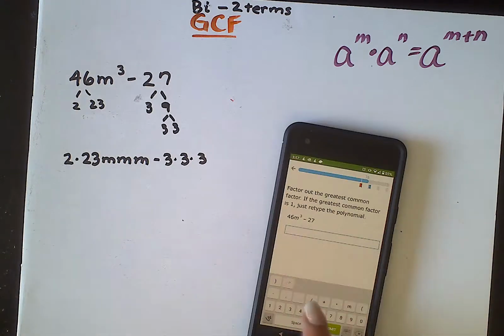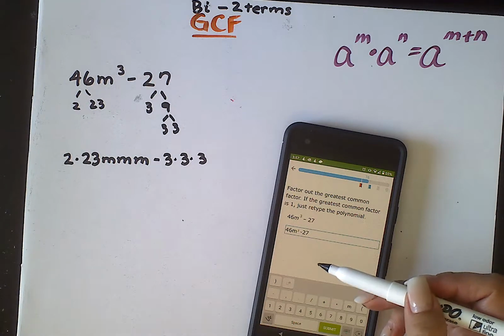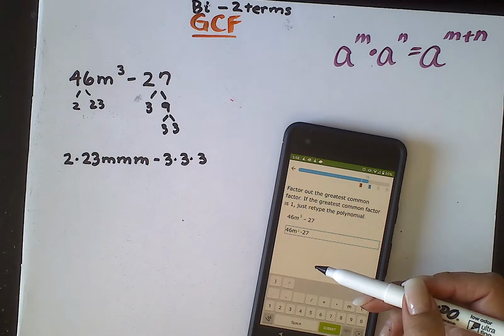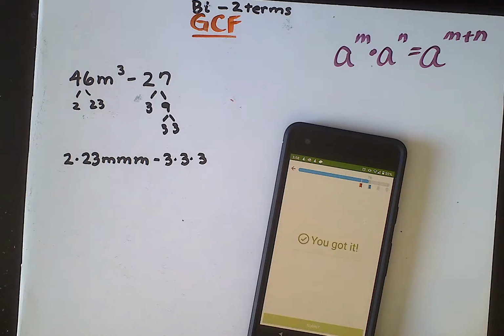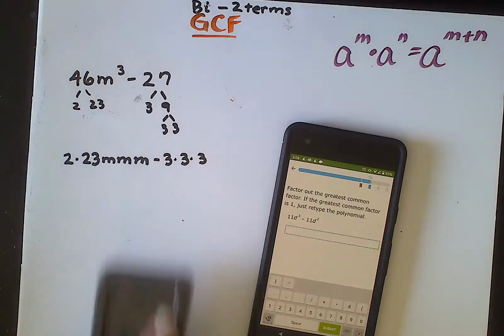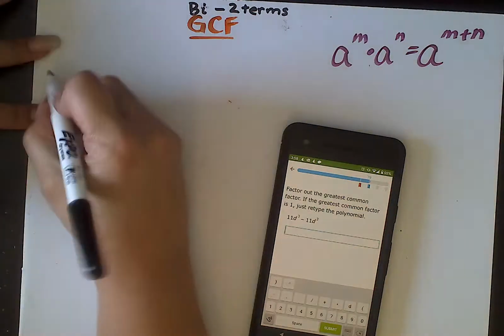So let's go ahead and retype it. 46m cubed, then minus 27. I'm going to just double check my numbers here. 2, 3, yeah, all right. Man, that one even got me double guessing here. Oh, nice easy one after that one.